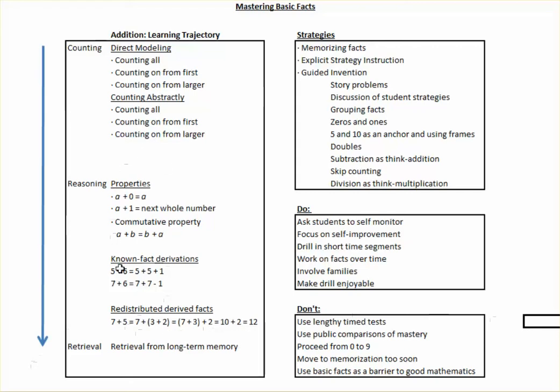Ultimately, the end of the trajectory is that kids don't have to think about any of these things. When you ask them 7 plus 5, they just know it's 12. But there's always a little bit of back and forth, and in different situations they might revert back to some of these lower down the trajectory. Ultimately, we want kids to end up at the high end of the trajectory where they're just retrieving these facts from long-term memory. The way we can get them to do that is through some strategies we'll talk about in the next video.